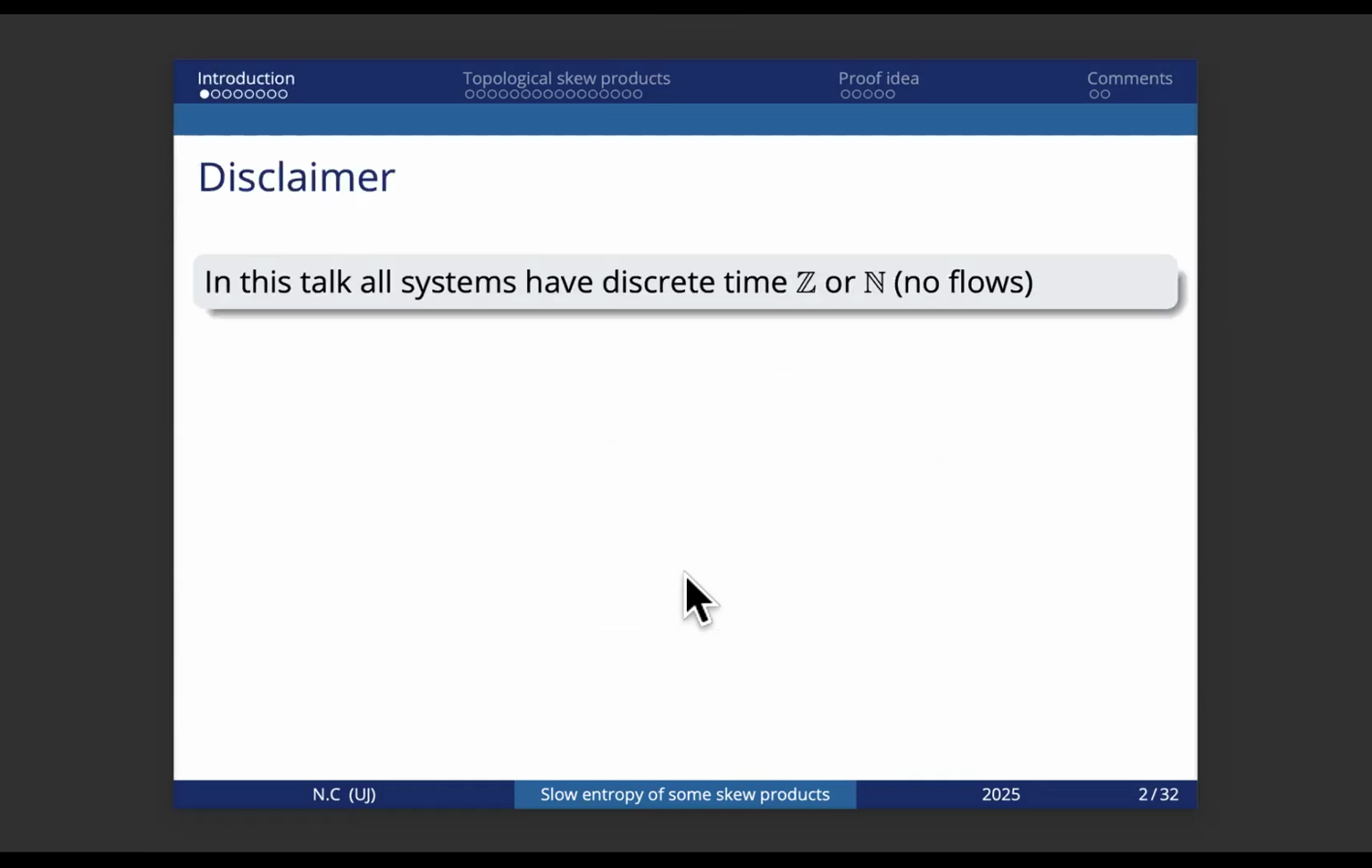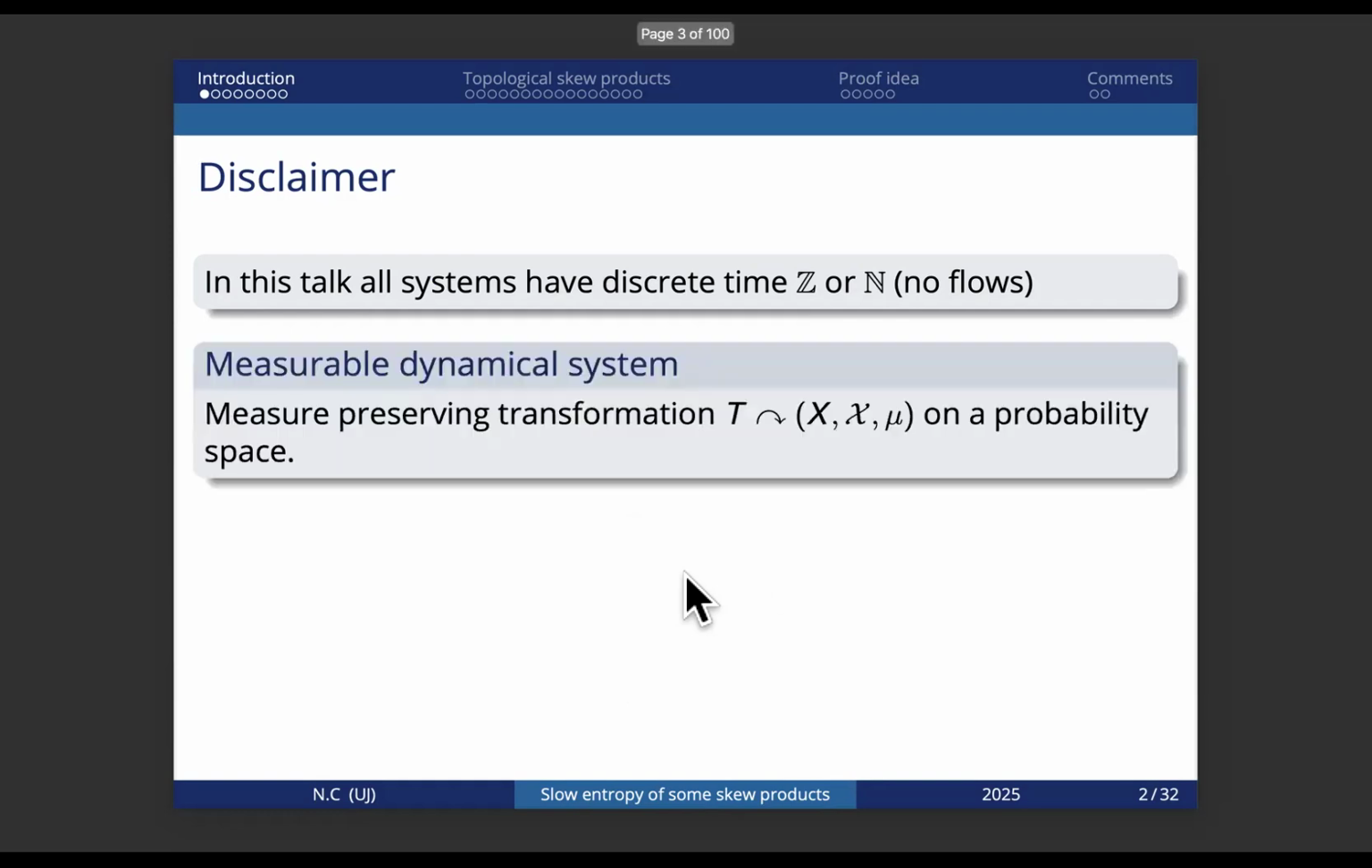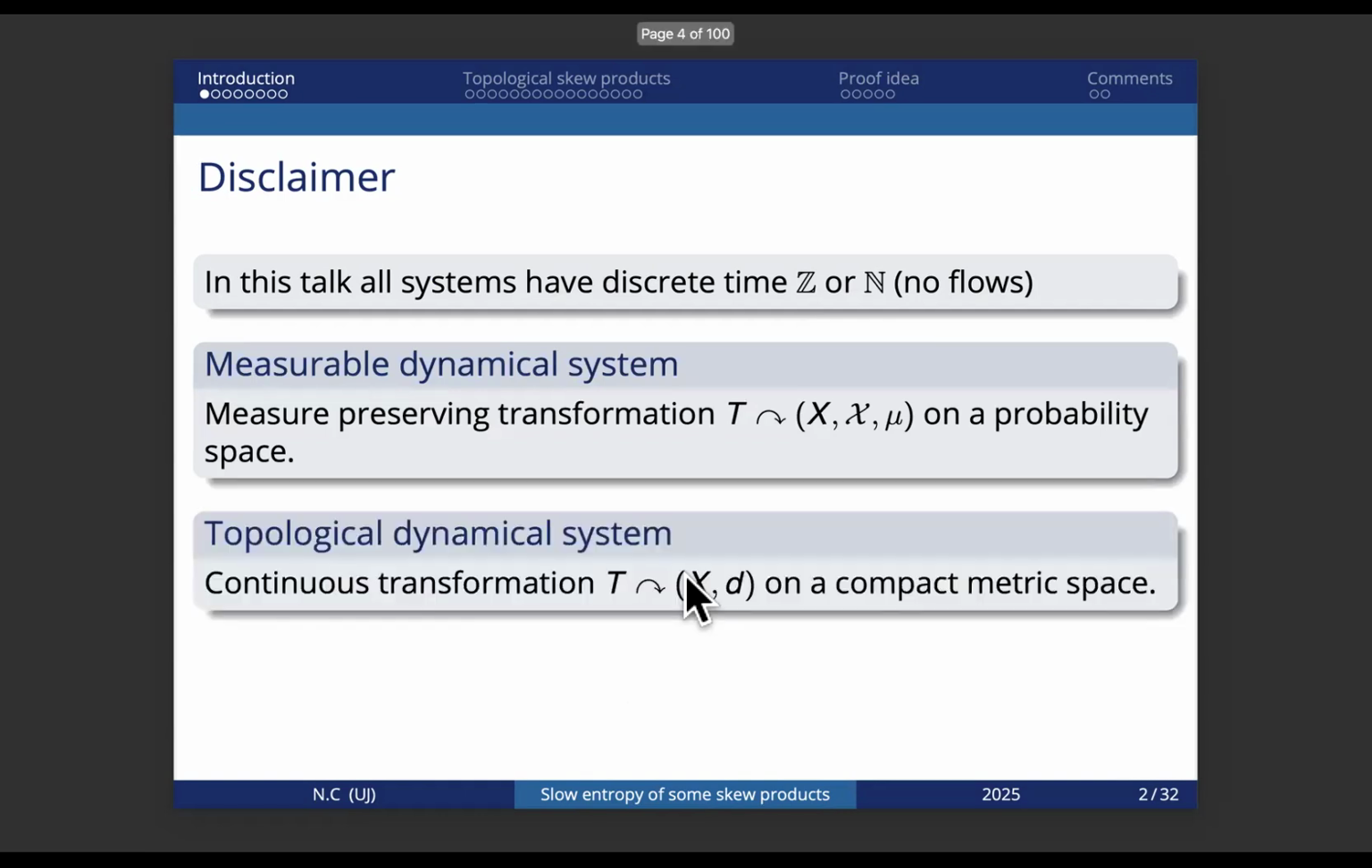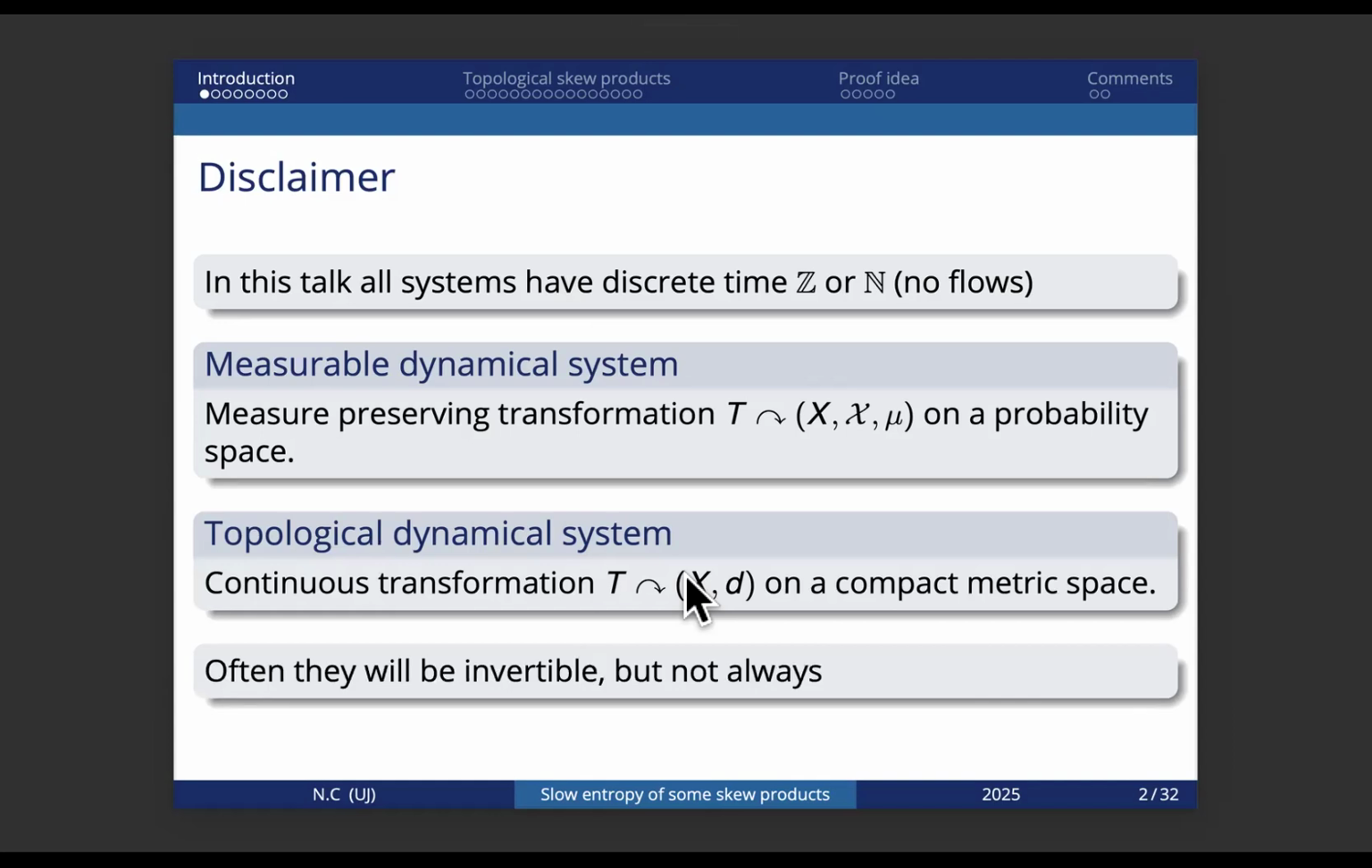So I mentioned that in this talk, all systems have discrete time. So the integers are the naturals, no flows. And a measurable dynamical system means a measure preserving transformation on a probability space. And a topological dynamical system is a continuous transformation on a compact metric space. And often they will be invertible, but not necessarily.